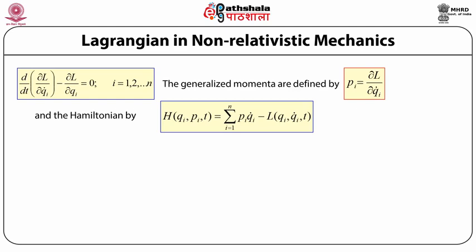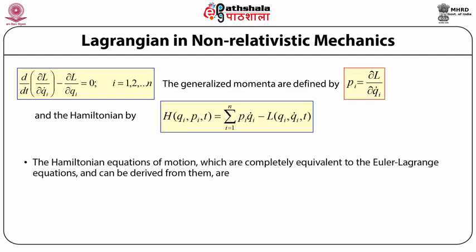The generalized velocities, of course, have to be eliminated by the use of this equation, which in principle can be solved for q_i dot in terms of p_i. The Hamiltonian equations of motion, which are completely equivalent to the Euler-Lagrange equation, can be derived from them and are del H by del q_i equals minus p_i dot and del H by del p_i equals q_i dot.